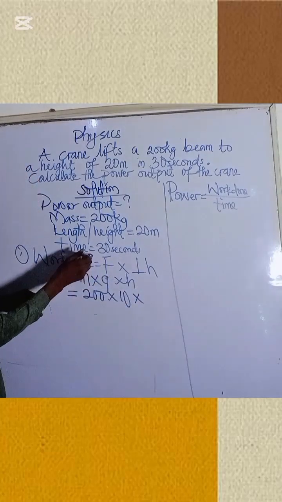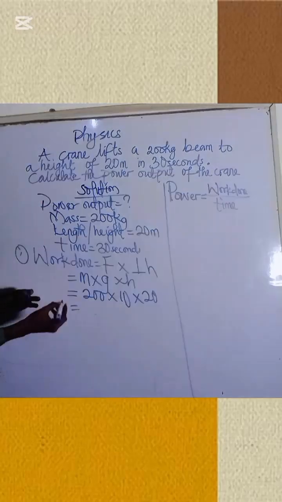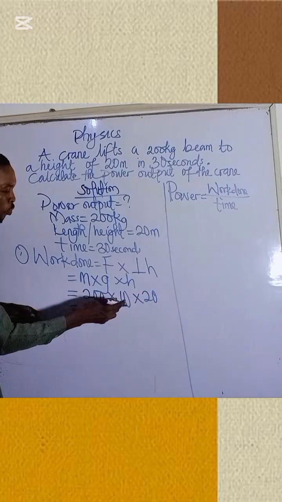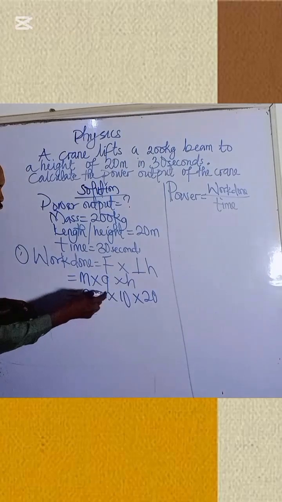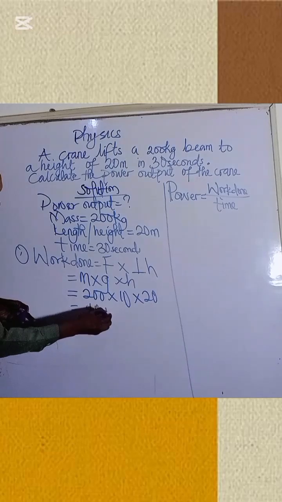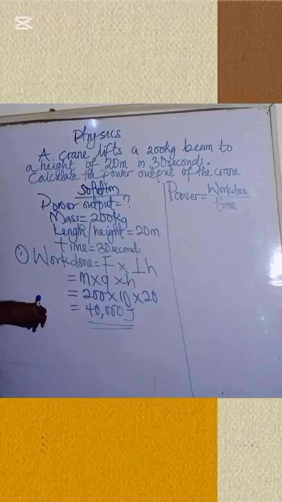Then multiply by the height, which is 20 meters. So when you multiply everything together, 200 times 10 times 20. 10 times 20 is 200, then 200 times 200. That's 40,000. And the unit of work done is joules. Do you understand it now?